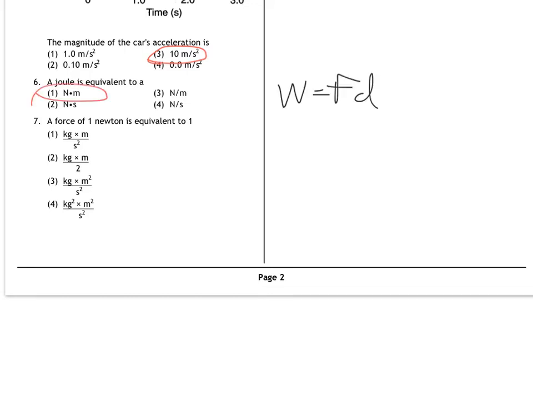Yeah, so I think I've shown enough work. Work is force times distance. The force is newtons, the distance is meters, so it's choice 1. All right, so number 7. A force of 1 newton is equivalent to one of these things.